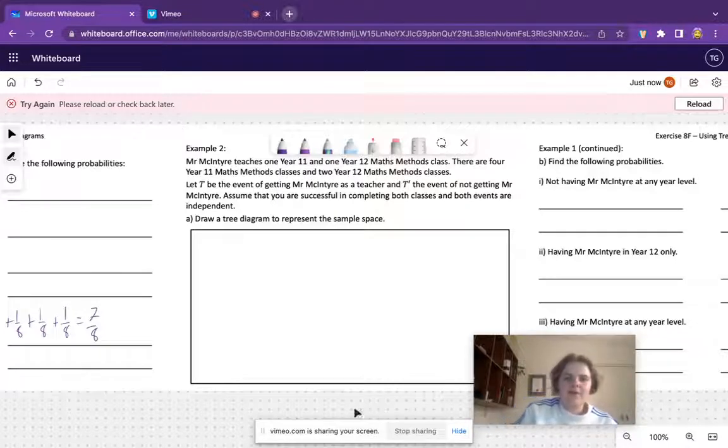So we're going to try and use a tree diagram to represent this sample space. This time we're going to let T represent the event of getting Mr. McIntyre as a teacher, and not T, or the complement of T, not getting Mr. McIntyre. And we're going to assume that the events are independent. And that's probably true. Like, having him in Year 11 doesn't impact the chance of someone having him again in Year 12.